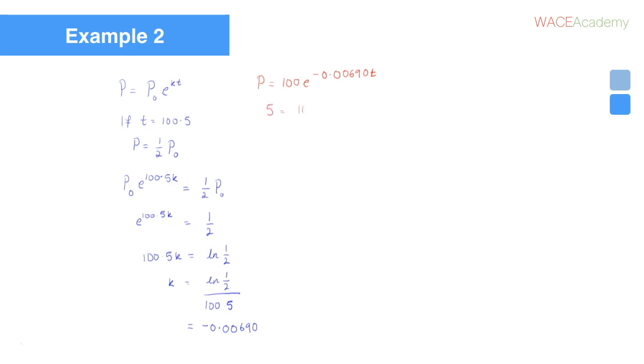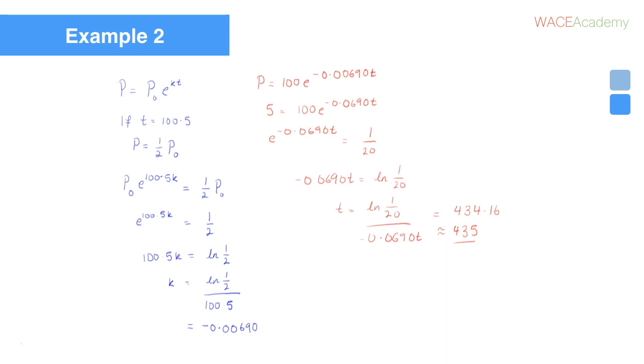So 5 is equal to 100 e to the power of negative 0.00690 t. Dividing by the 100 first, we then take the natural log of both sides and we're left with t is equal to ln of 1 on 20 over negative 0.00690, which ends up being 434.16. Since we want to know after how many days it'll first be below 5 grams, we would answer 435, since after 434 days, it will still be above 5 grams.